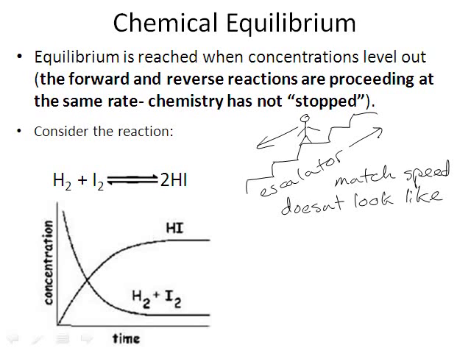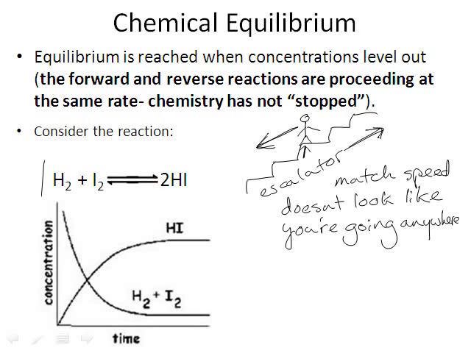Now, the question is, did you actually stop? Are you actually still moving? Yes, your legs are still moving, but it doesn't look like you're traveling any particular distance. That's because the speed that you're moving is equal and opposite to the speed that the escalator is moving, so you stay in roughly this position. You would be in an equilibrium state because your forward and reverse rates were proceeding at the same rate.